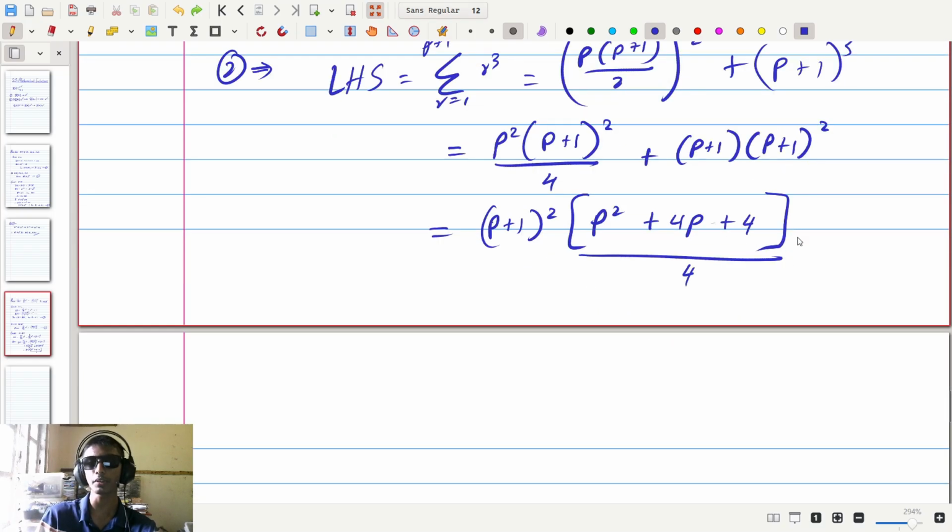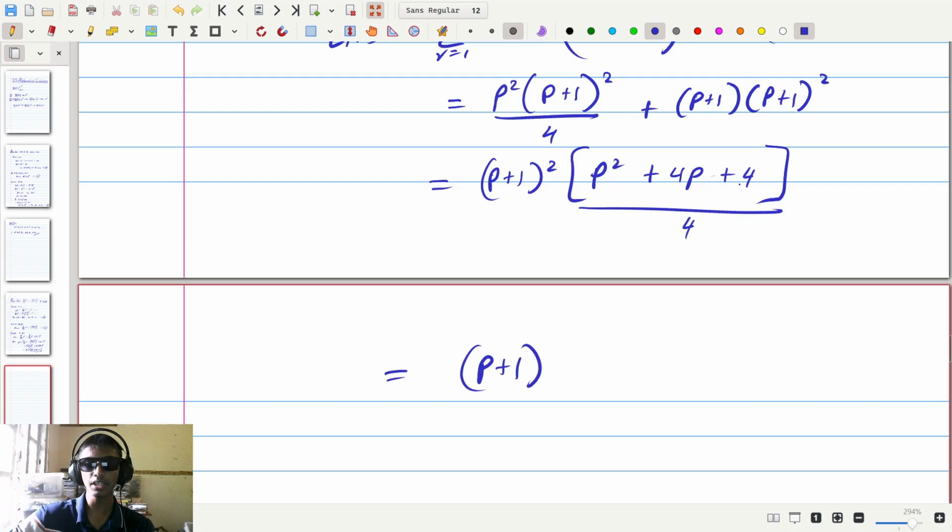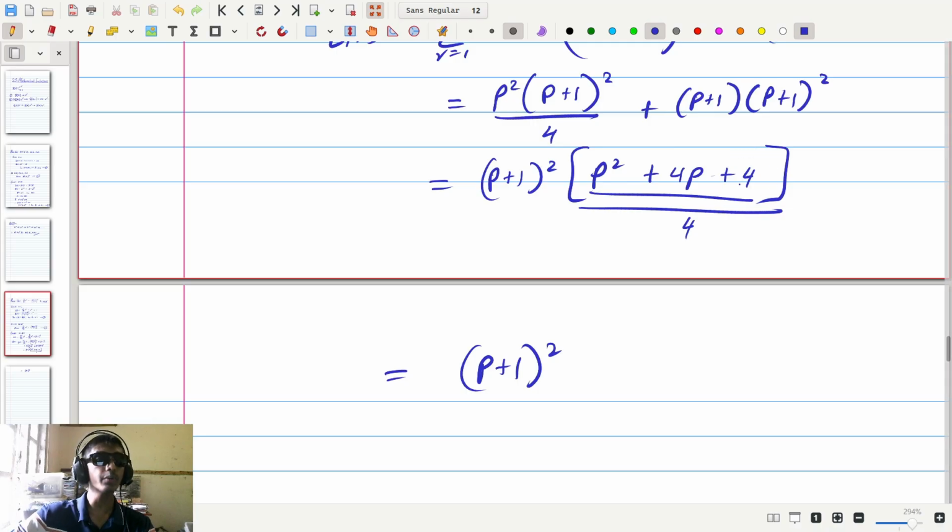Now I have this expression here. What I'm now going to do is simplify this down. Here I can see I'm going to leave the (p+1)² as it is. I can see that I have p² + 4p + 4. We know that this thing is equal to (p+2)².